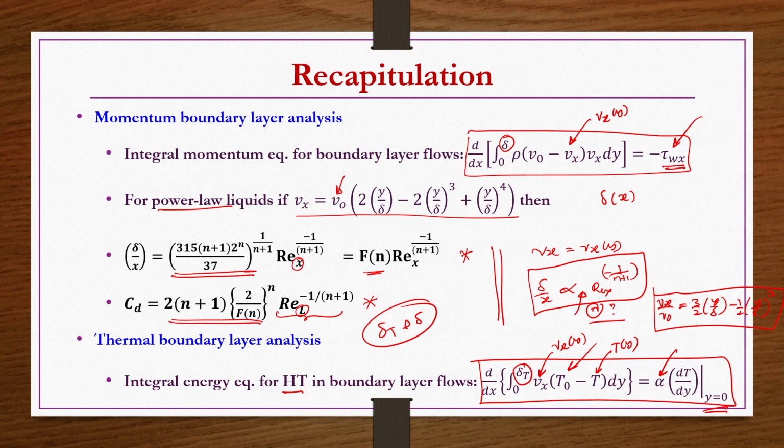So, this is what we have seen in the last two classes. Now, in this lecture, we are going to use this integral energy equation for heat transfer in boundary layer flows, and try to obtain delta T as a function of x. That we can do when we know what Vx is as a function of y, and what T is as a function of y.